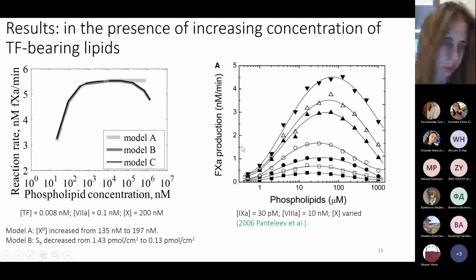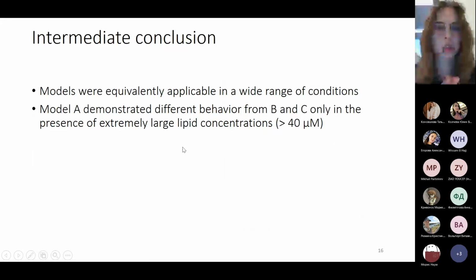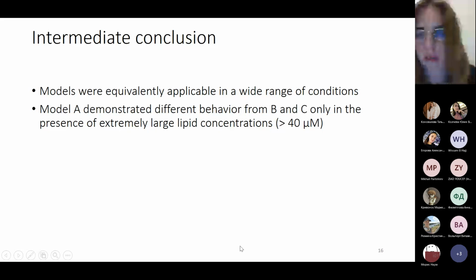But for lower phospholipid concentrations, the description is the same by the three models. So we have an intermediate conclusion. Models can equivalently describe data in some range of conditions, but they demonstrate different behavior for high phospholipid concentrations. It is about more than 40 micromoles.